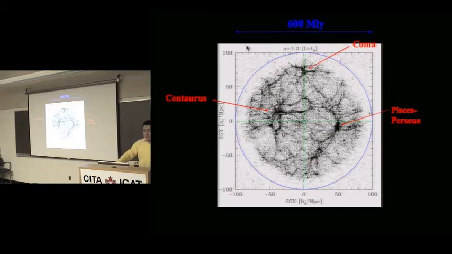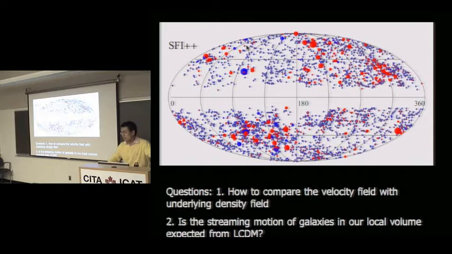As you know, observers can now map a huge number of galaxies available to study. This is a plane of the sky out to 600 million light years. You can see that those galaxies are grouping together. They are not completely uniformly distributed. Not only can observers map out the position of the galaxies, but they can also measure their velocities.